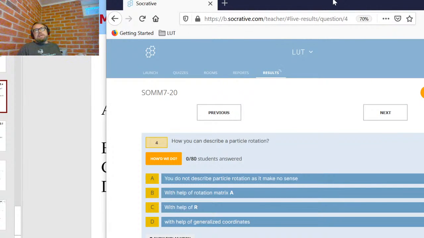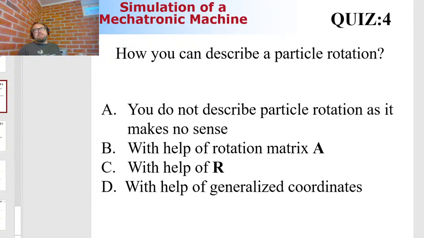Then the next one, the classic one. How can you describe the particle rotation? First option is that you do not describe the particle rotation because it's not making any sense. Then the options are with the help of a rotation matrix R, or with the help of generalized coordinates. Not easy, but doable, particularly doable if you have followed my discussion.